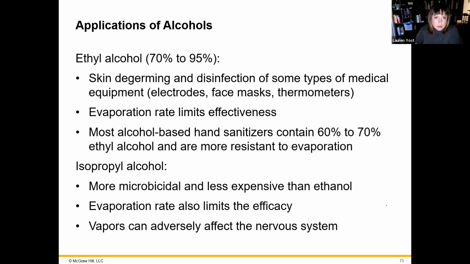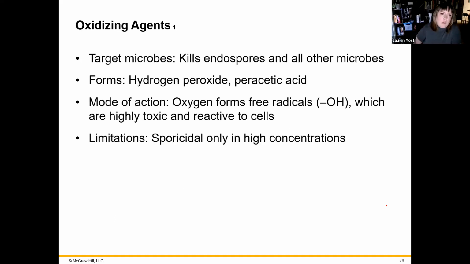And also because the ethyl alcohol is more resistant to evaporation than the isopropyl. That's the thing with isopropyl, we used to see that a lot in our hand sanitizers, but it is more microbicidal, more effective, and less expensive than the ethanol, but its evaporation rate is just screwing it over. So essentially that's that. And vapors from isopropyl alcohol can have effects on the nervous system when you're continually exposed.